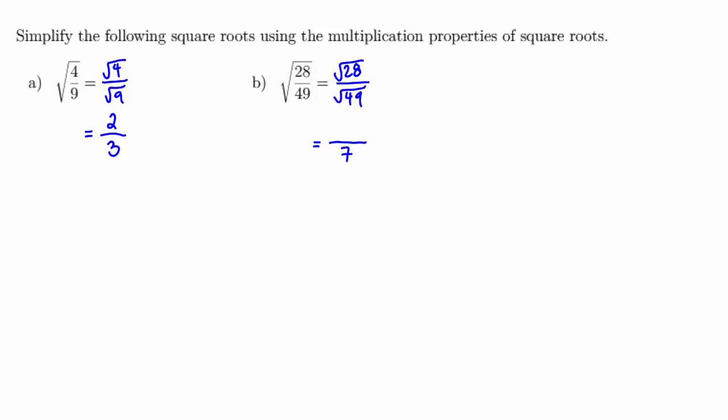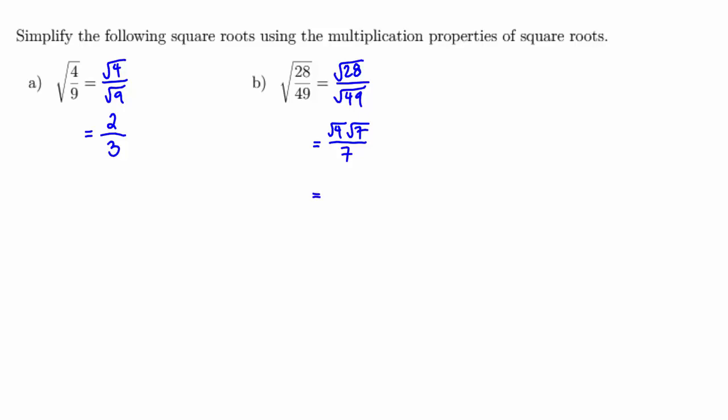It's not a perfect square, so we can't turn it into a positive integer, but we can simplify that radical further. And so what we look for in order to do that is to see if there are any perfect square factors of 28. And indeed, there is a perfect square factor of 4, and that happens to be the largest perfect square factor of 28. So we're going to turn the square root of 28 into the square root of 4 times the square root of 7.